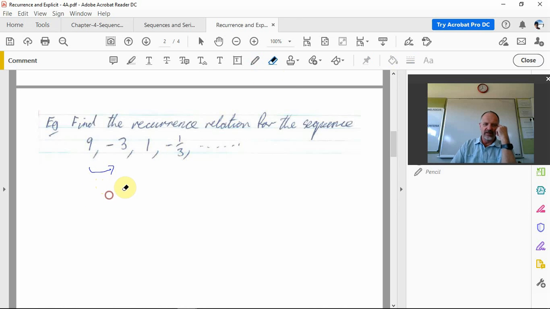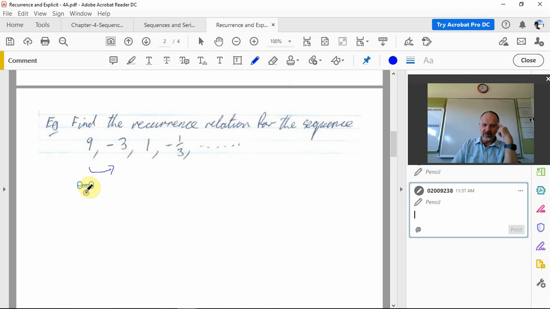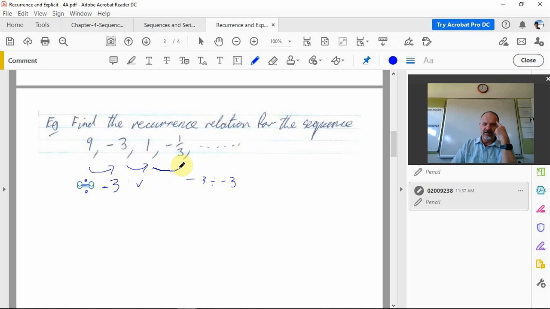How else could I get from there to there? Well, I could divide by 3. If I divide by 3, I get to +3. So if I divide by -3, yep, that works. And if I go -3 divided by -3, that's 1, that works. And then the next one as well, 1 divided by -3. Well, we can write that as 1 over -3, which is, of course, the same as -1/3.